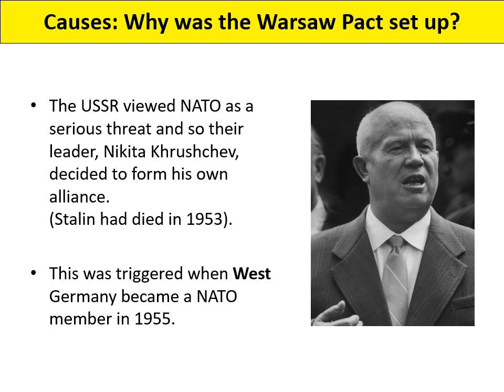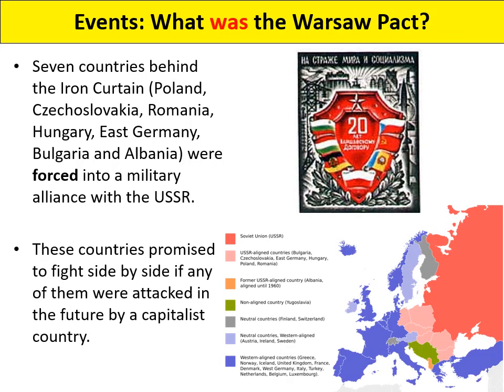However, his successor, Nikita Khrushchev, is less sure of that. The trigger is when West Germany officially joins NATO. This makes Khrushchev realise that he needs to set up his own similar organisation to protect East Germany and other Eastern European countries. So, as a result, 7 countries behind the Iron Curtain are forced into a military alliance with the USSR. Now, you notice that I've used the word forced.